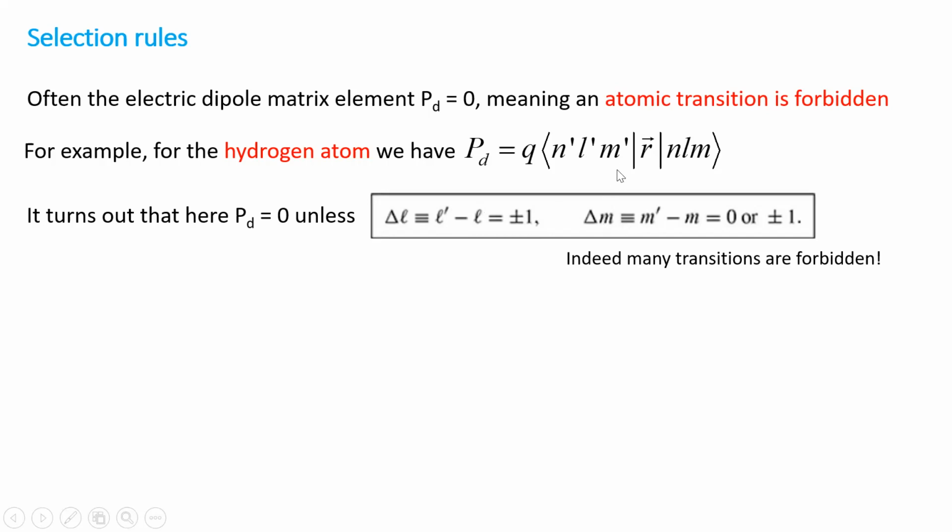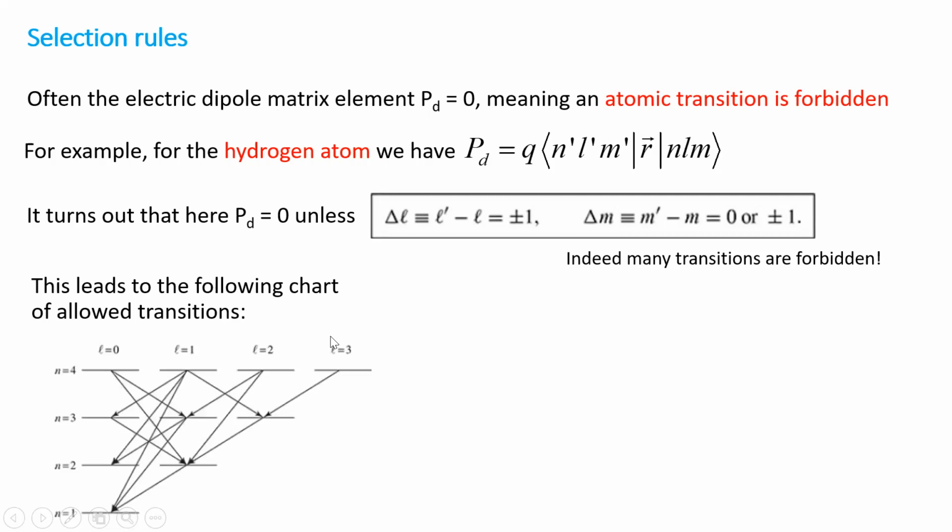And delta M can either be 0 or plus or minus 1. Okay. So that's somewhat restrictive. There's lots of transitions you can imagine that don't meet those requirements, lots of different pairs of atomic states that do not fit these selection rules. So indeed, many transitions are forbidden through the electric dipole mechanism.